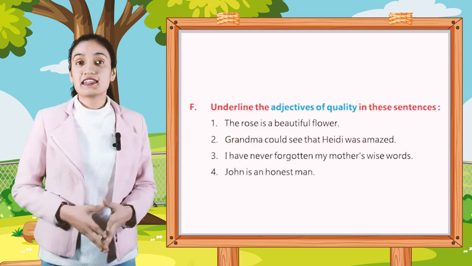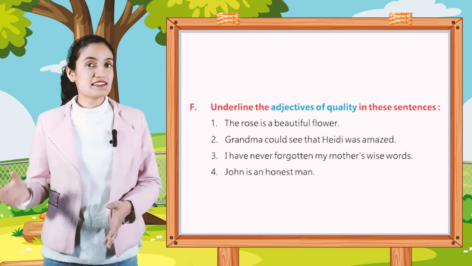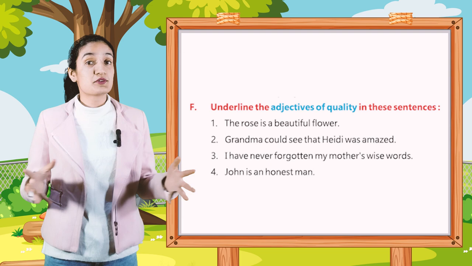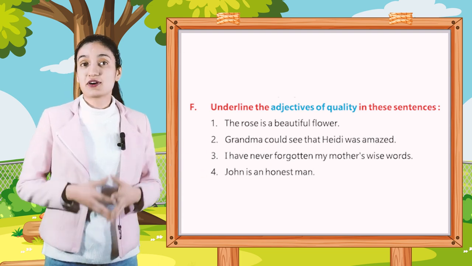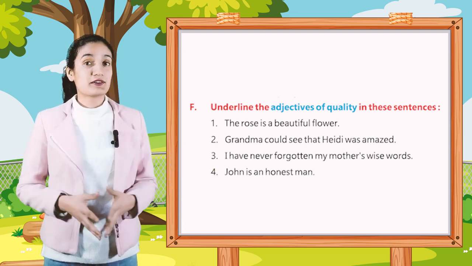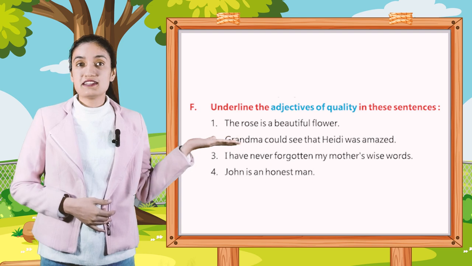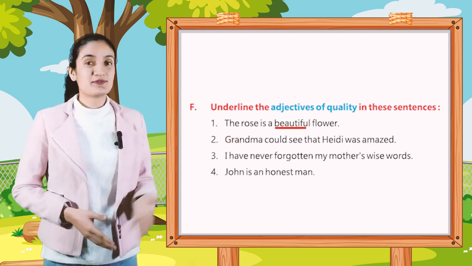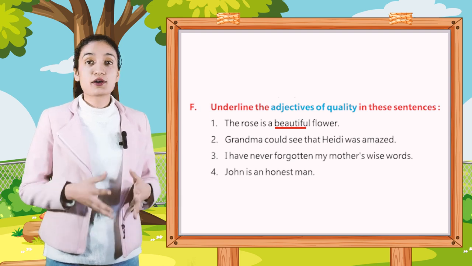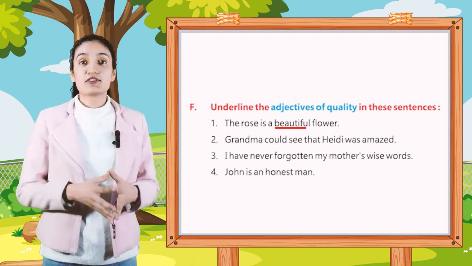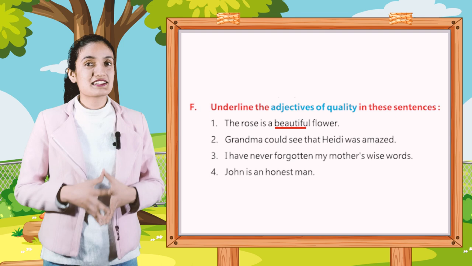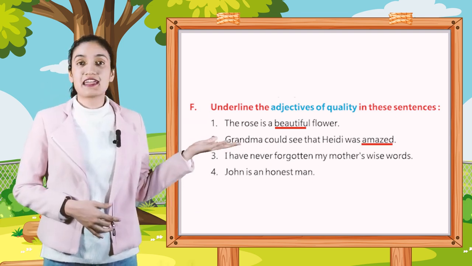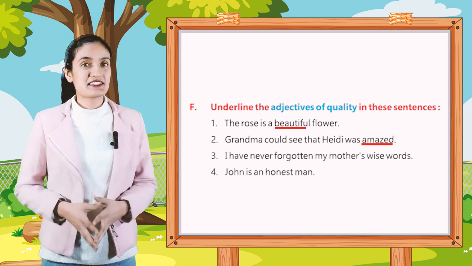F. Underline the adjectives of quality in these sentences. First, the rose is a beautiful flower. So, you have to underline the adjectives of quality. So, here, the adjective of quality is beautiful. So, we will underline beautiful. Next, grandma could see that Hedy was amazed. So, here, the quality adjective is amazed. In this way, you have to underline other adjectives of quality.